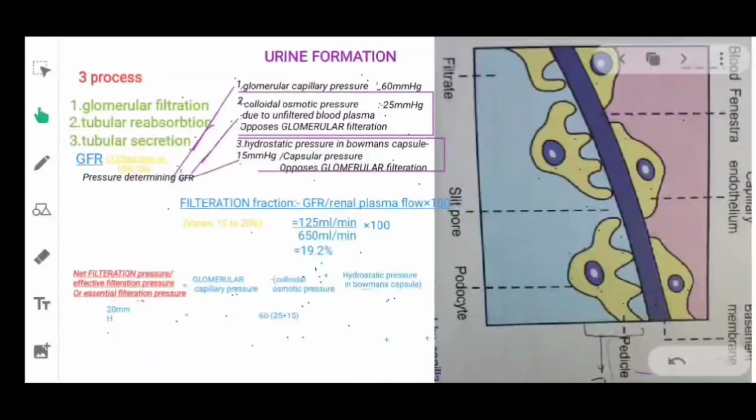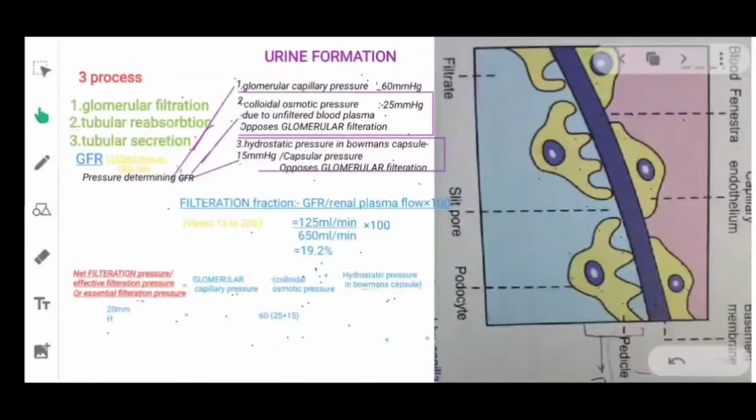Now, the filtration membrane has three layers. This is the filtration membrane. It has three layers. The first is the glomerular capillary membrane. Second is the basement membrane. And third is the visceral layer of Bowman's capsule.